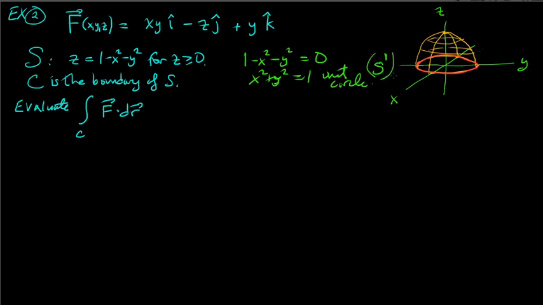Okay, so S1 is the unit circle. That's C here. It looks like if we're going to use the upward normal vector this way, these are our ends. That means that we're going around counterclockwise around the circle.